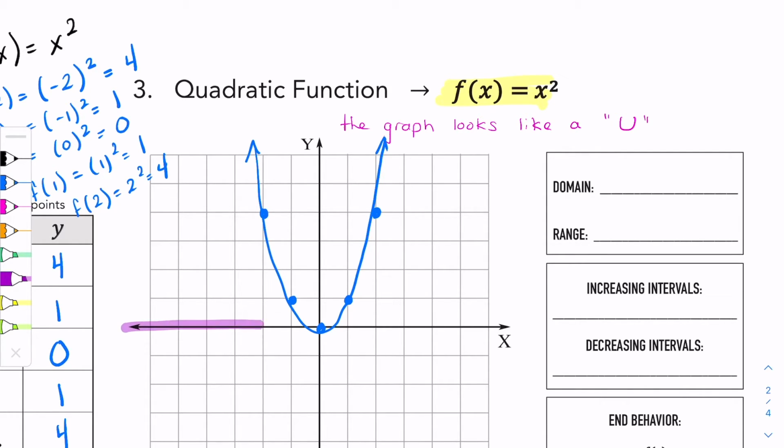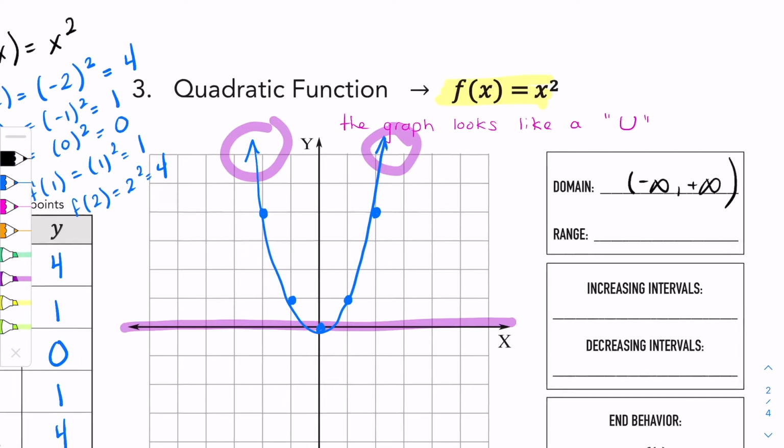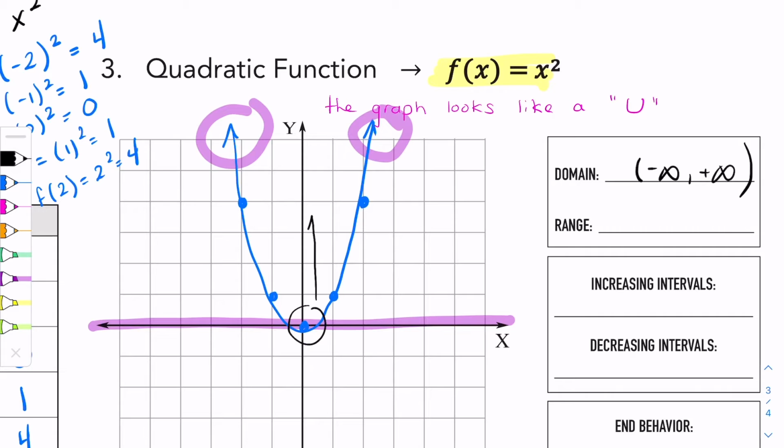The domain is x values. This graph continuously gets wider forever. We would say that the domain is all real numbers. While the range actually starts right here at 0 and goes up forever. The range is from 0 to positive infinity.